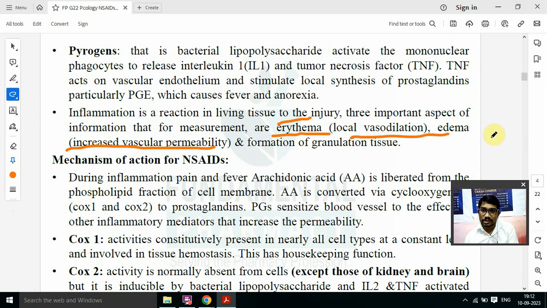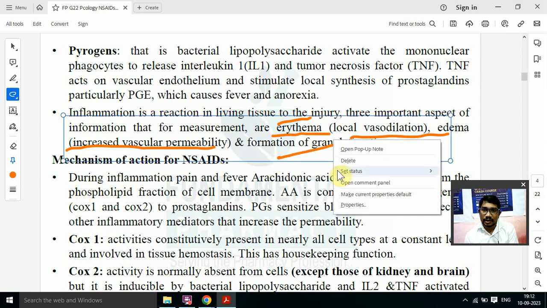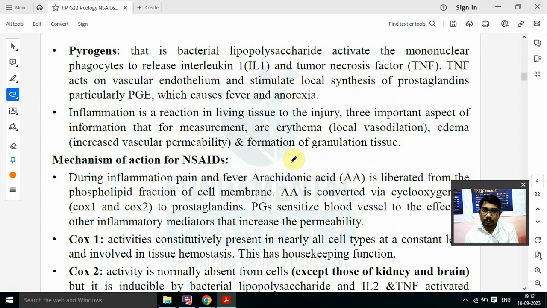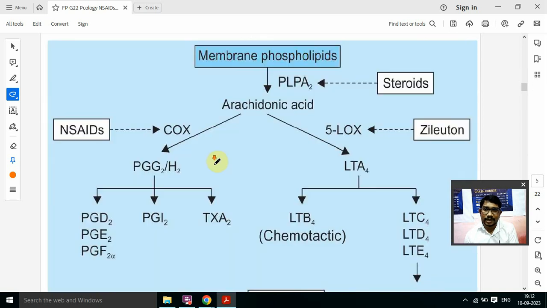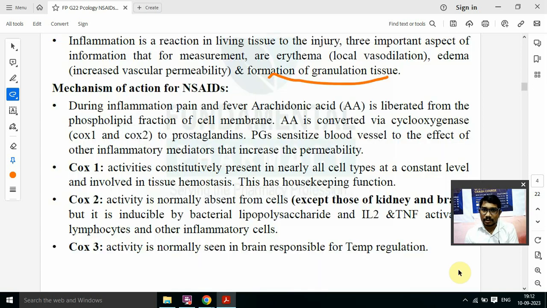So these three are the aspects of your inflammation. Inflammation में ये तीन चीजें आएंगी: erythema, edema, and formation of granulation tissue. Mechanism of NSAID, how they will act. Mechanism of NSAID. During the inflammation, pain and fever.